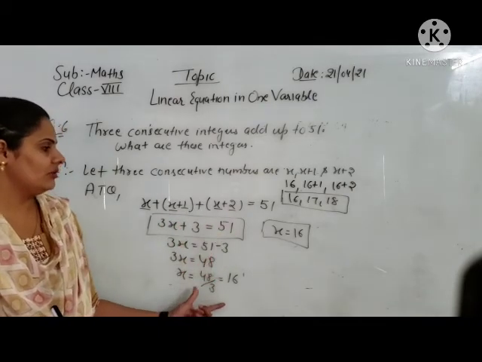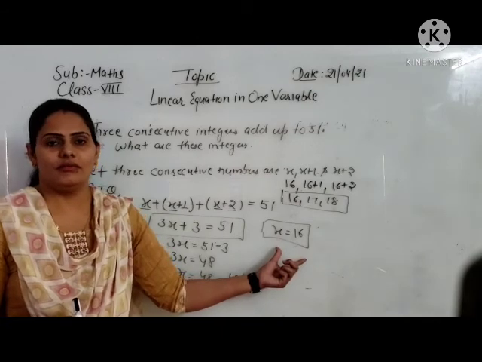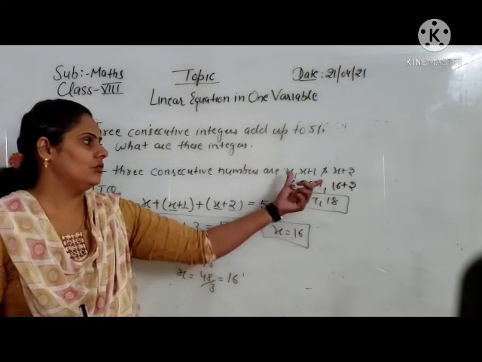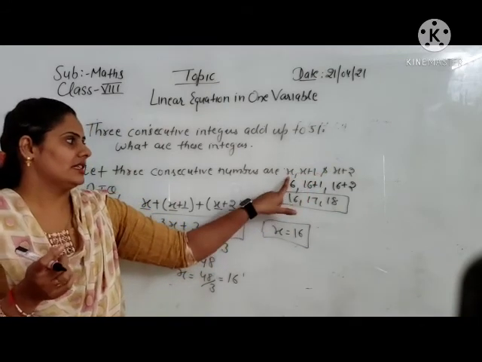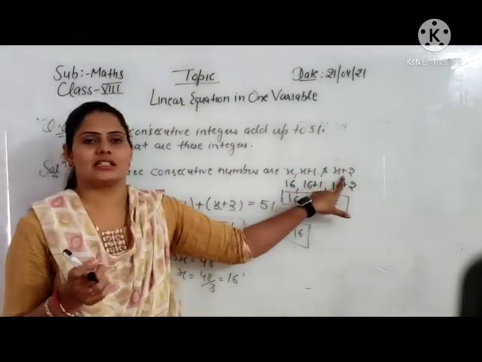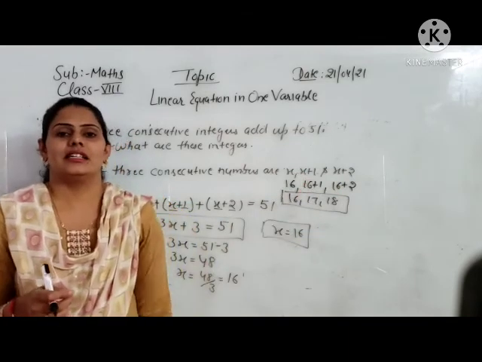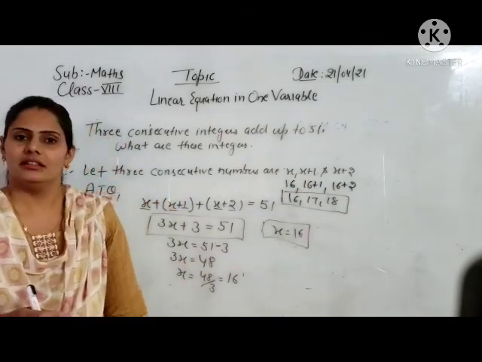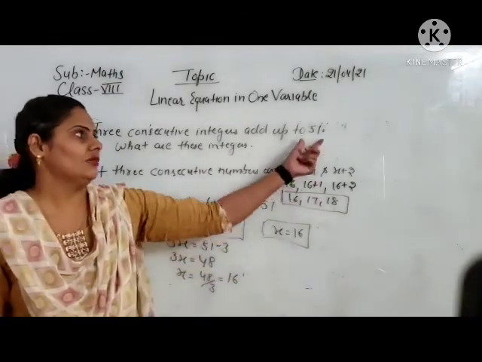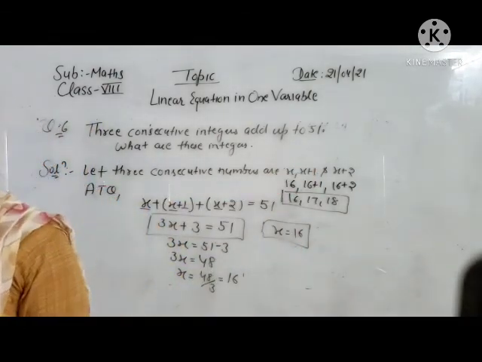Now you will solve the linear equation and find the value of x. Then you will put this value of x again in all three consecutive integers. So here you will get 16, 16 plus 1 is 17 and 16 plus 2 is 18. So what are these three consecutive integers? You can say 16, 17 and 18. Clear? You can add them and their addition will be 51, for verification.